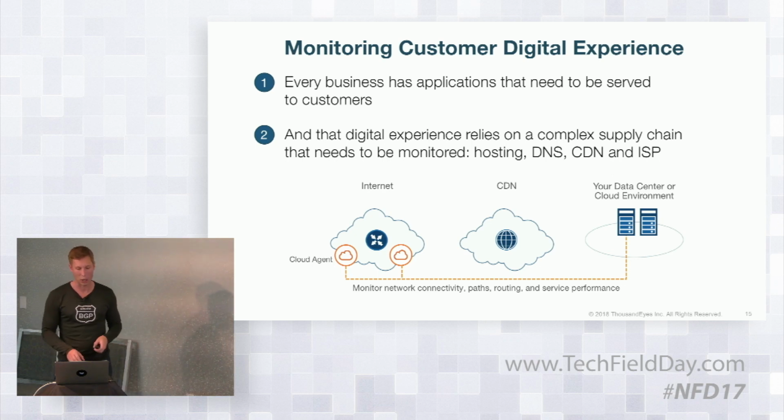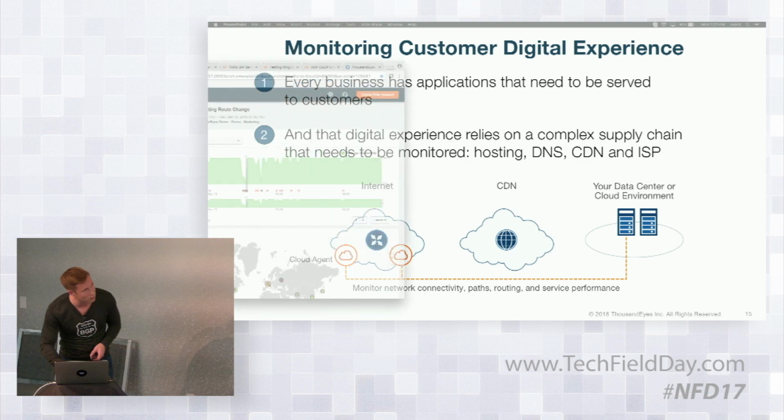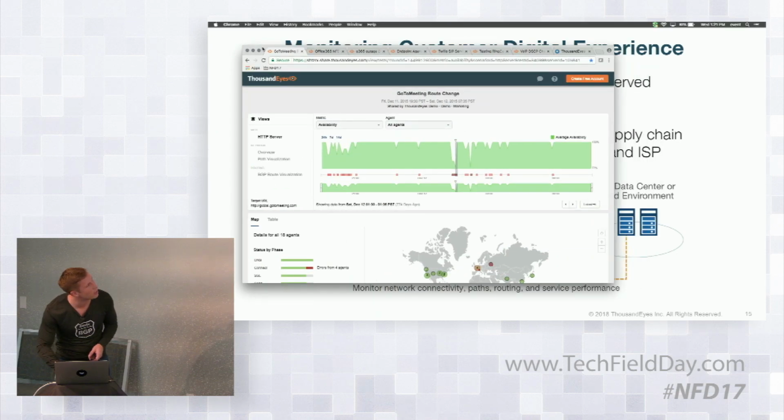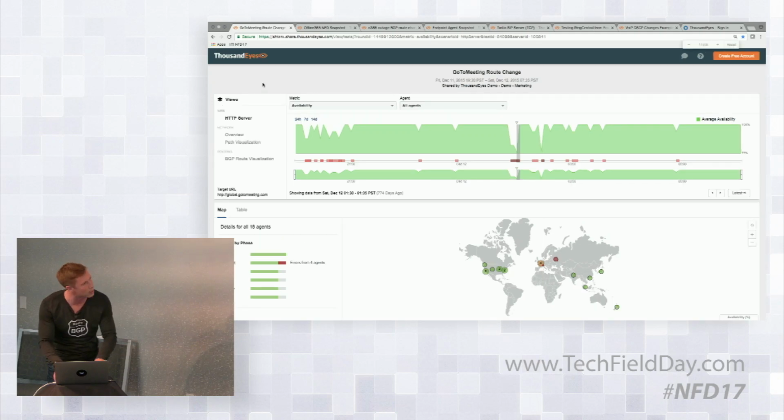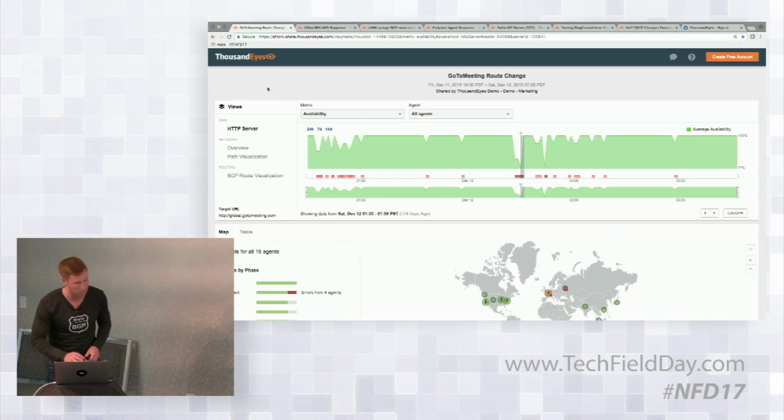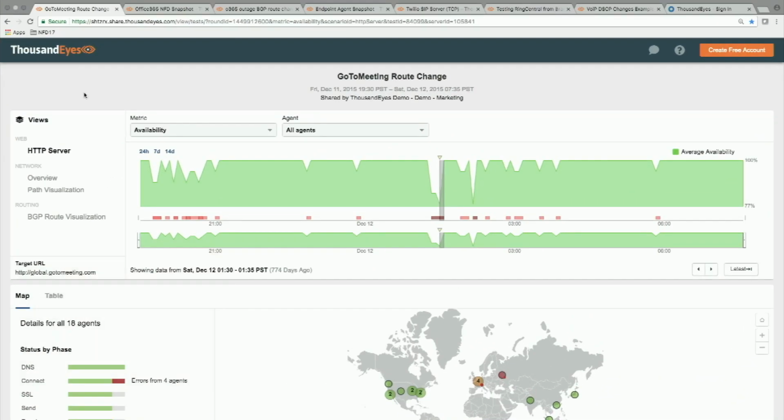So let's take a look at what some of this might look like from an actual perspective in the product. So I'll move over here to an example, and let's see if I can actually get this to show up on the screen here, or if we have our mirroring set up. There we go. I'll zoom in slightly here for us. All right, so this is a view of some of the key ThousandEyes interface here.